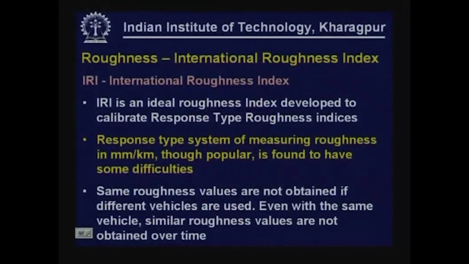So, there was a need to bring all these parameters that are obtained over time with different equipment, maybe for the same road having the same characteristics, to the same platform and then standardize all of them. It is obvious that each one of these machines is going to give different values, but what is the correct value, or what is the standard value that has to be expressed for a given road, because it is the same road. The response type system of measuring roughness in millimeter per kilometer, though popular, is found to have some difficulties. Same roughness values are not obtained if different vehicles are used. Even with the same vehicle, similar roughness values are not obtained over time. This is what I have been saying.